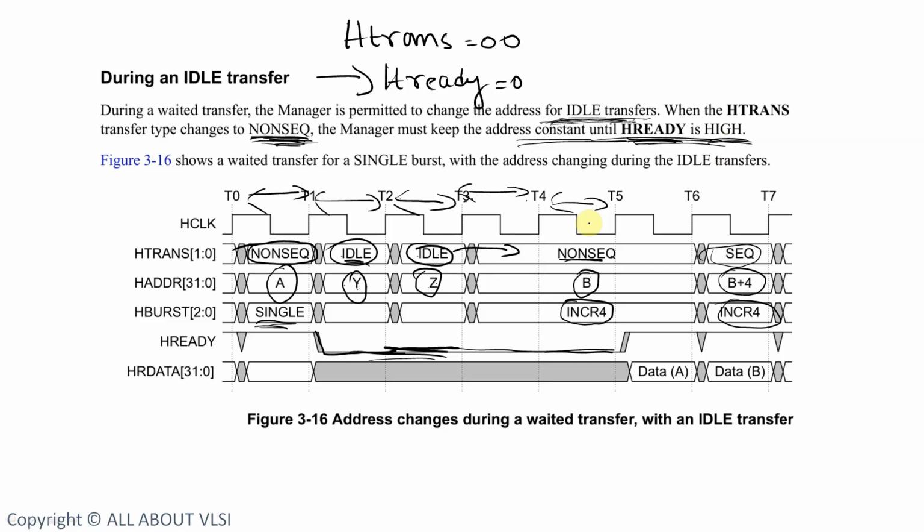And one more thing here, whenever the transfer type has changed to non-sequential, your master is not allowed to change the address in that particular transfer type. So that is what is happening. Okay, so this is nothing but address changes during a wait transfer.